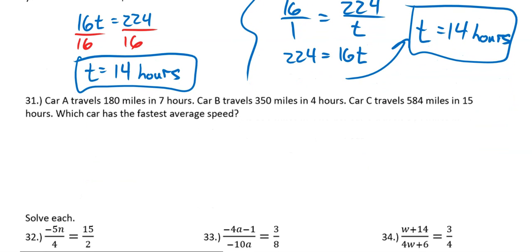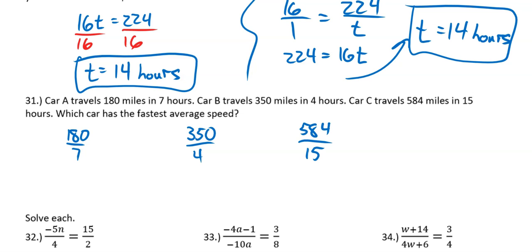Okay? If we look at this guy, car A travels 180 miles in 7 hours. Car B travels 350 miles in 4 hours. Car C travels 584 miles in 15 hours. Which car has the fastest average speed? And so if we look at this, we can set up a ratio that shows us the speed. Speed is miles per hour, so miles over hours. But as we compare these, the first one is 180 over 7, the next one 350 over 4, and the last one 584 over 15. I want to know which of these is the fastest. Well, it's hard to compare these when we leave them the way they are.